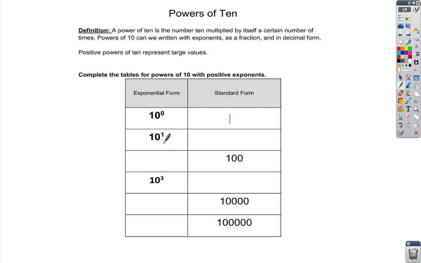Now this time we have 10 to the 1 power. That 1 tells us how many zeros we need. So if we have a 1 exponent, we need 1 zero. Now, we aren't given the exponential form this time, so we need to figure out what exponent we need. We know it's going to be 10 to a power, and we can count our zeros, so 1, 2, and get our exponent, so 10 to the second power.